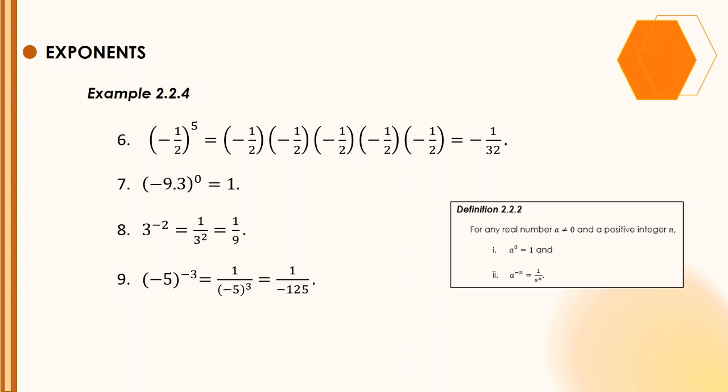Number 10 is 1 over 4 quantity to the power of negative 2. So, ibaba natin, that will be equal to 1 over 4 quantity to the power of 2. Then, 1/4 times 1/4 is equal to 1 over 16. So, ang result is 1 over 16. Using division of fractions, we will have 1 times 16 over 1. So, 16 times 1 is equal to 16.